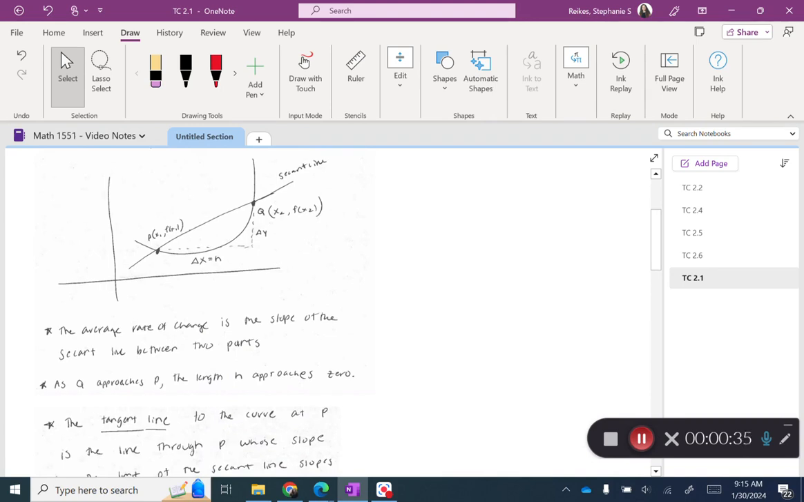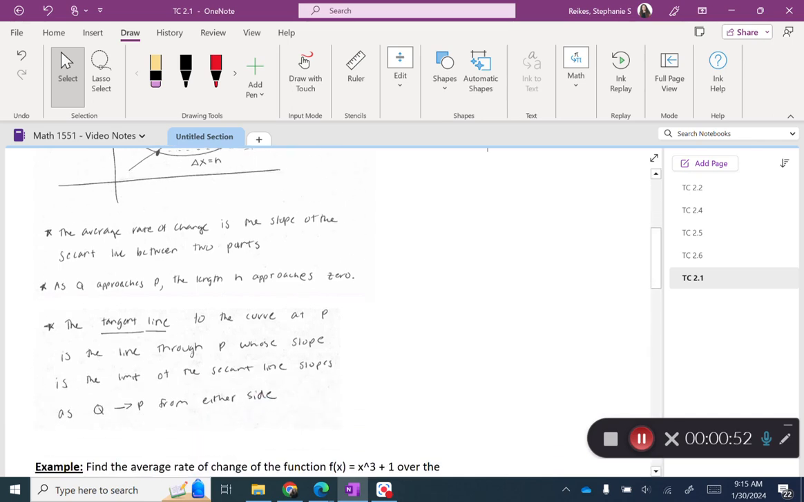Given the following picture, we can see the average rate of change is the slope of the secant line between 2 points. As Q approaches P, the length of h will approach 0. We say the tangent line to the curve at P is the line through the point P whose slope is the limit of the secant line.